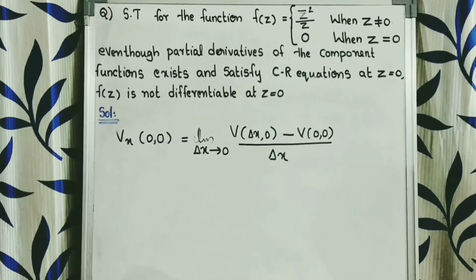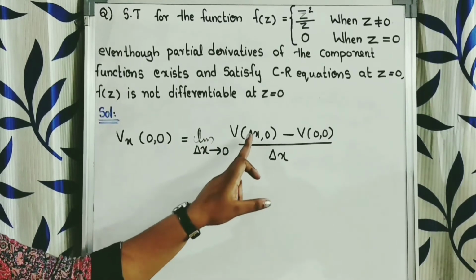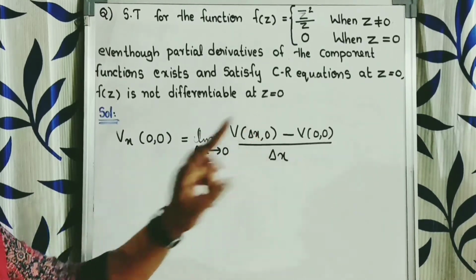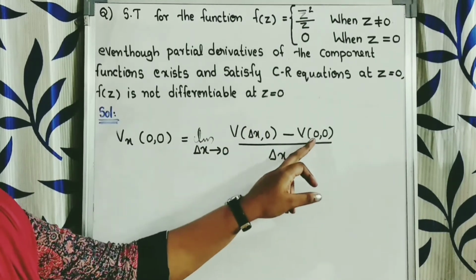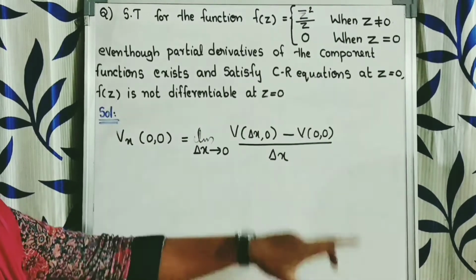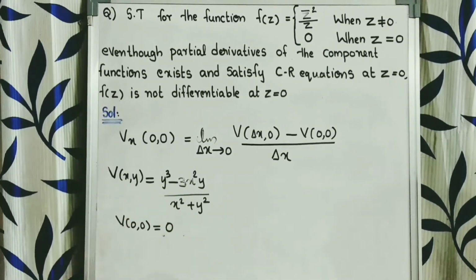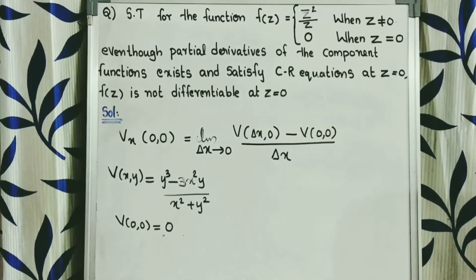Using the above results, we can calculate V_x(0,0) and V_y(0,0). Here V_x(0,0) is equal to limit Δx tends to 0, V(x0+Δx, y0), where x0 here is 0 and y0 is 0, therefore V(Δx,0) minus V(x0,y0), that is V(0,0), divided by Δx. We know that V(x,y) is equal to (y cube minus 3x square y) divided by (x square plus y square), where the ordered pair (x,y) is not equal to (0,0), and V(0,0) is equal to 0.